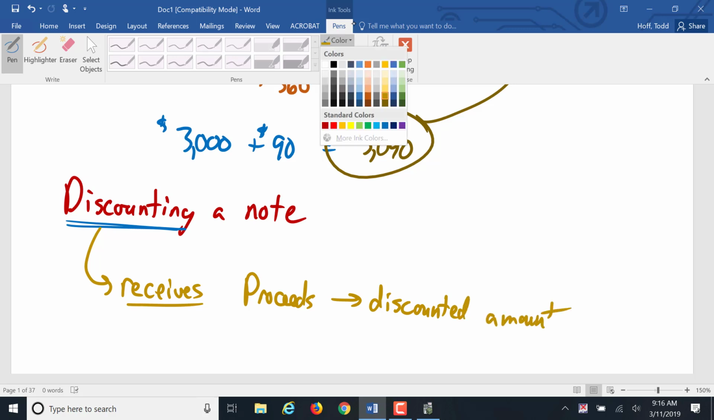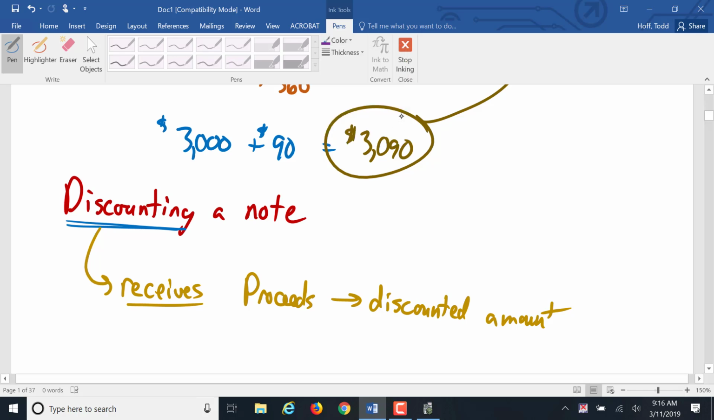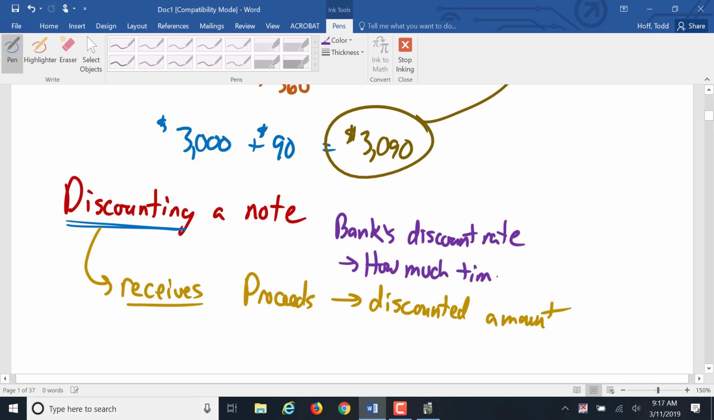The discount is again calculated on a percentage. So we need to know two things to calculate that discount. That is the bank's discount rate and when it was sold. More specifically, we need to know how much time is left in the original note.